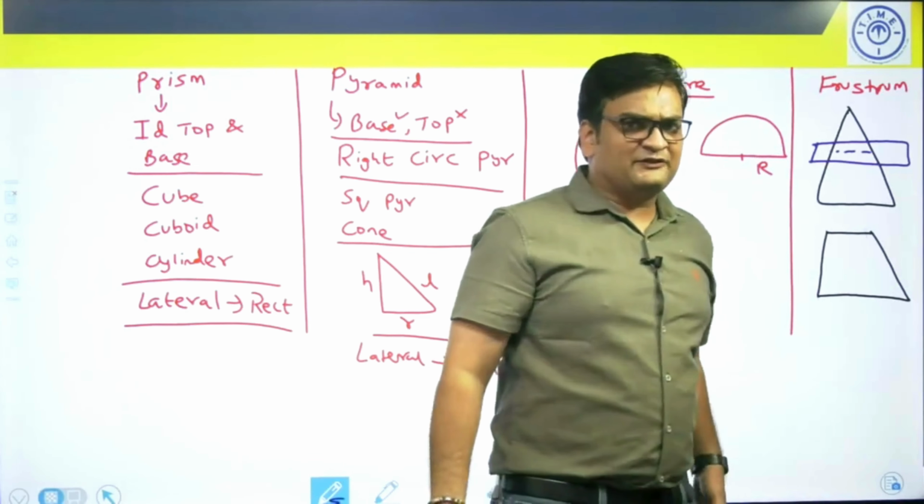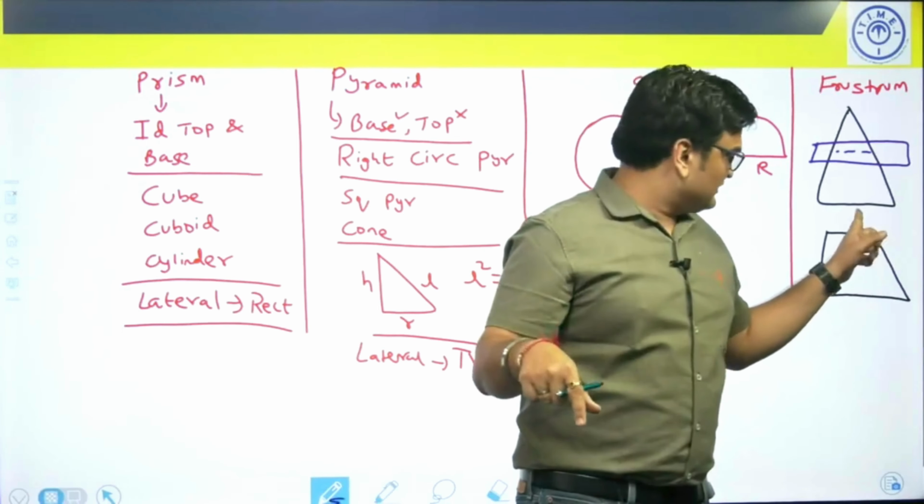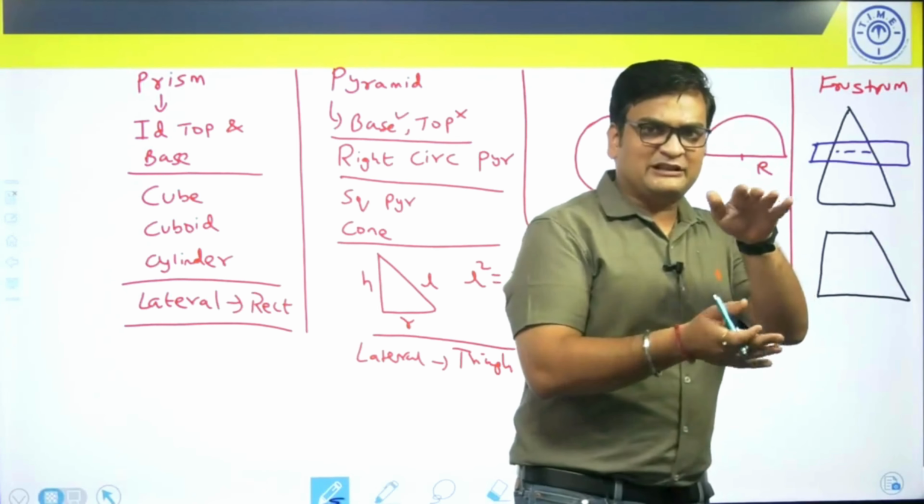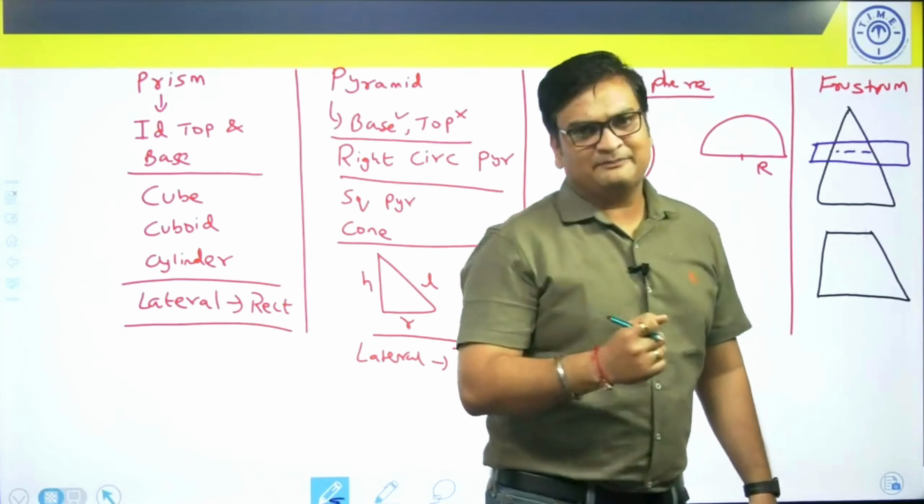So, if you look at this figure, this is not a pyramid, because there is a top also. This is not a prism, because the top and the base are not identical. It is not a prism also. Such figures are called as frustum.